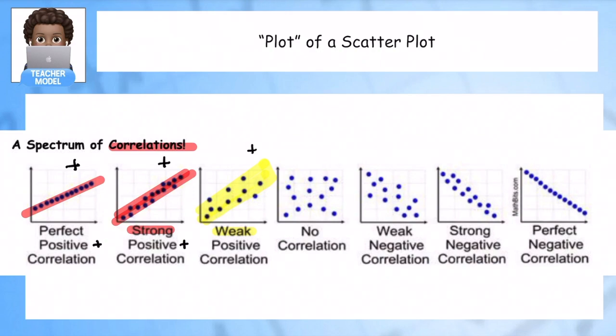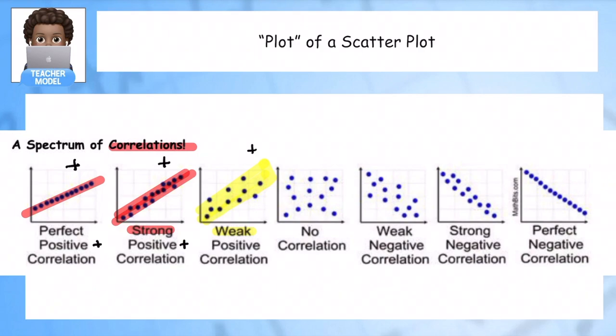Let's go to no correlation, and our points are all over the place. They're all over our graph. There is no connection at all. There's no connection between our X and our Y. There's no predictability. Our points aren't going in a general trend. They're just scattered about. So now let's talk about negative correlations.